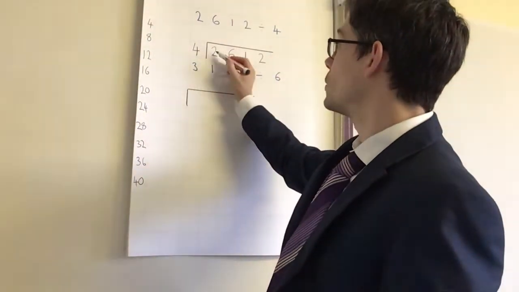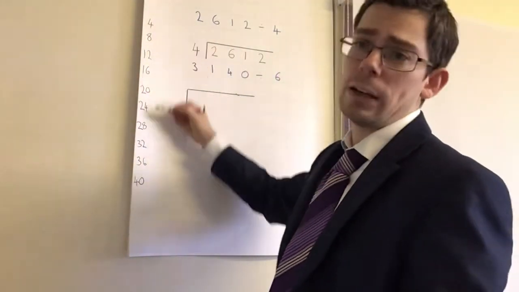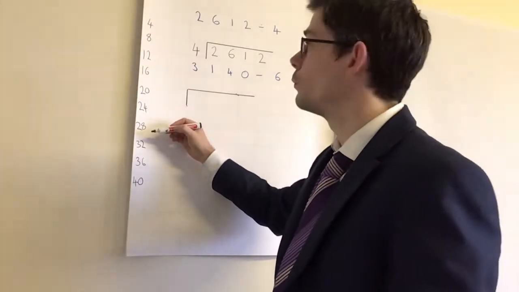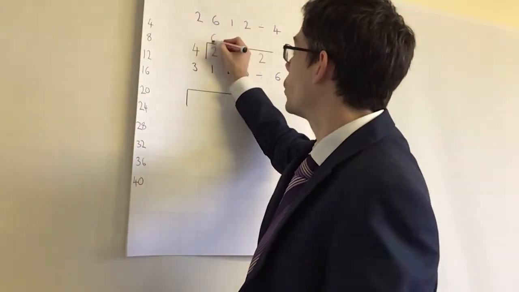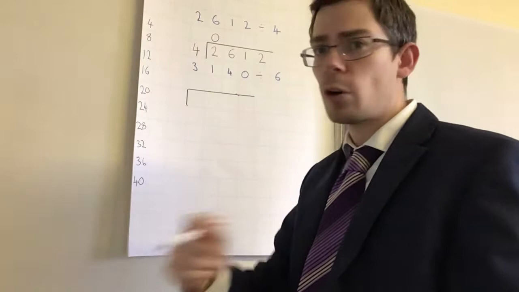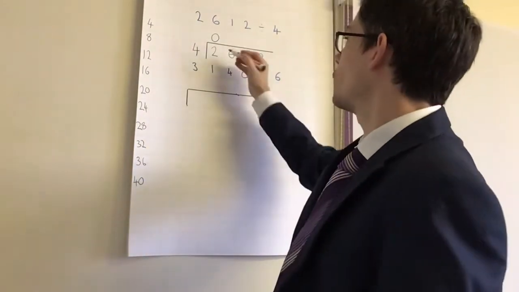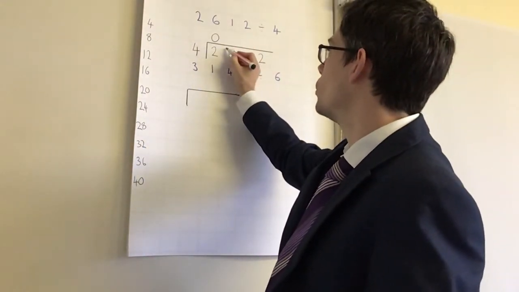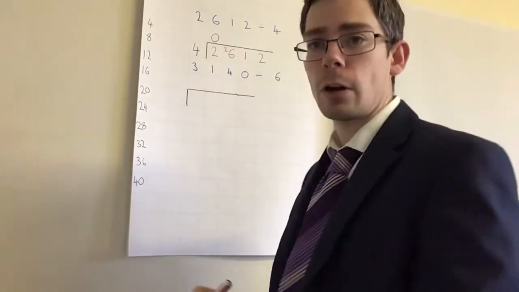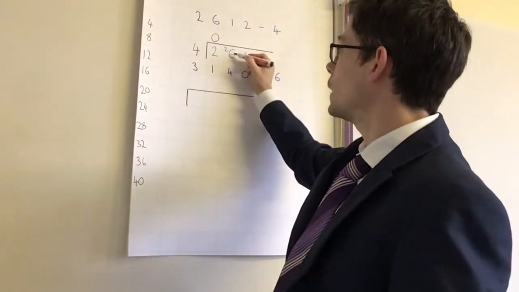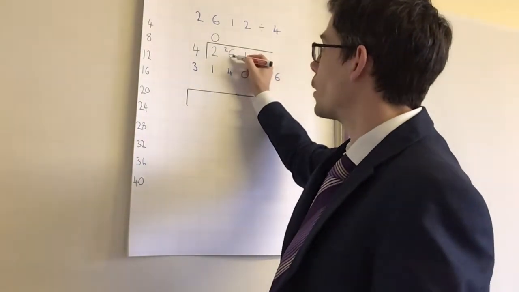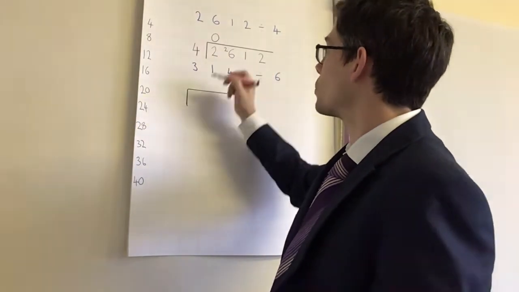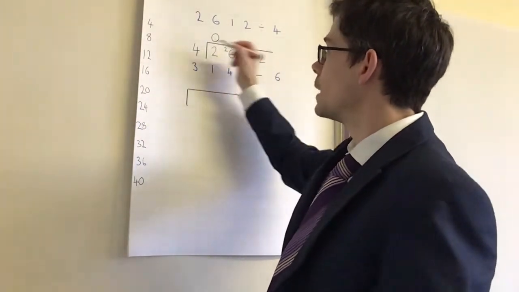So 4s into 2: 2 doesn't appear in the 4 times table, it's not a multiple of 4, so there aren't any 4s. You can't fit 4 into 2. There are no groups of 4 in 2. So that 2,000 is now going to have to move across into my hundreds column to make not 600s but 26 hundreds. Now I'm going to ask myself how many 4s fit into 26.